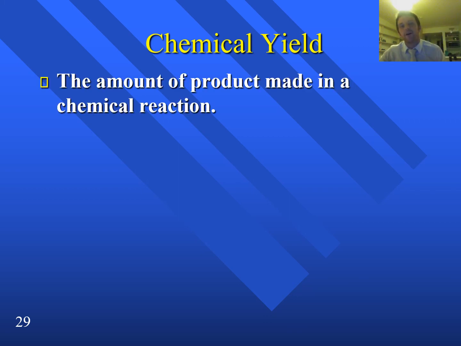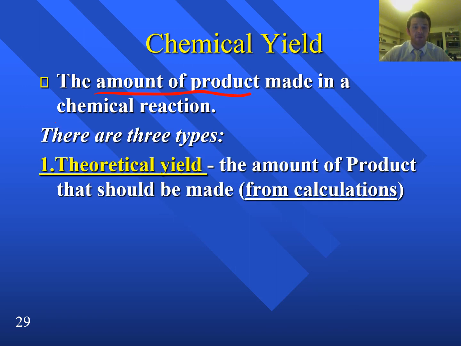So chemical yield. This is all about the amount of product made in a chemical reaction. There are 3 types of these. The first one is going to be theoretical yield. This is the amount of product that should be made. So in theory, this is what you should make. This is what you are getting from your calculations. If the world was perfect and you executed this reaction exactly how it should be, and nothing got lost to the environment, you should make this much product.